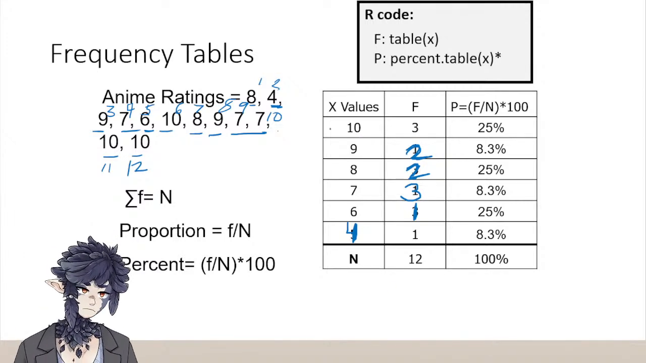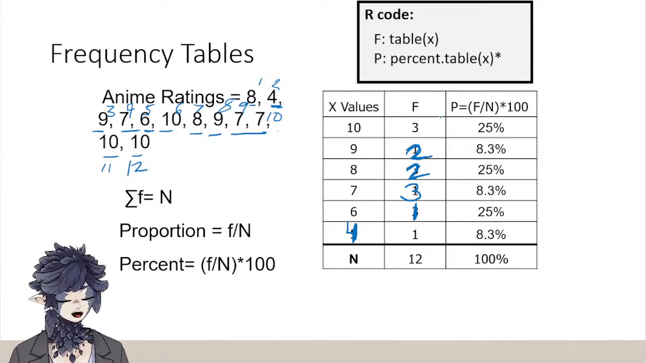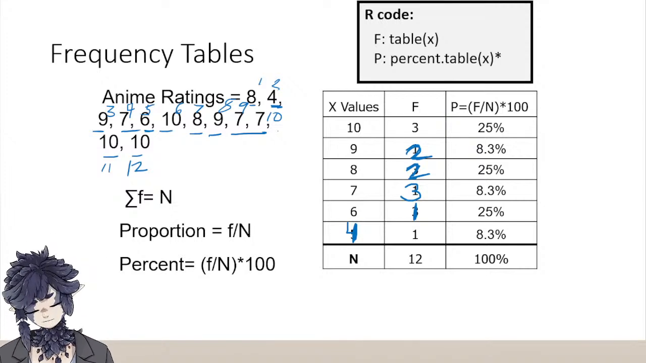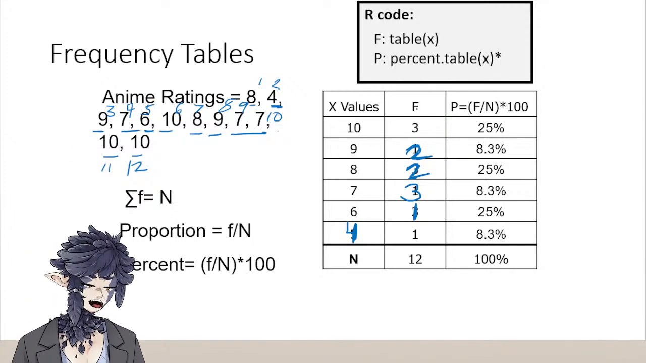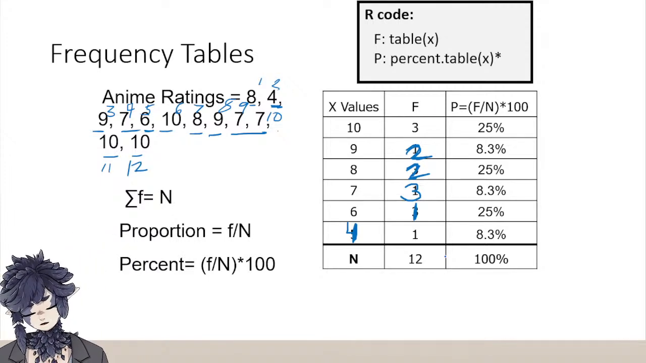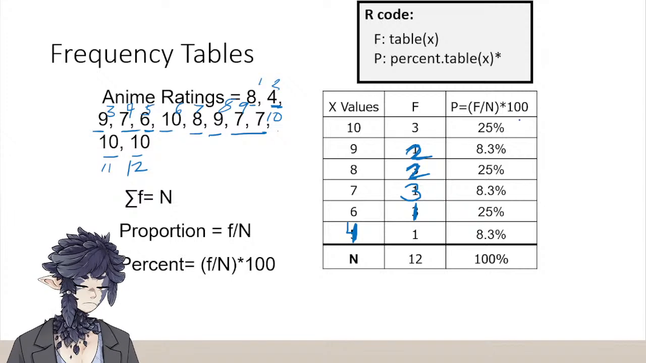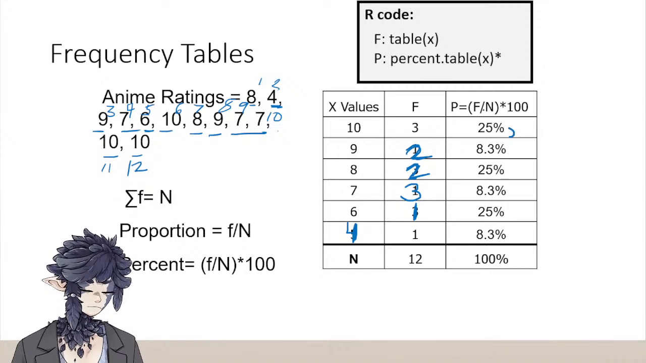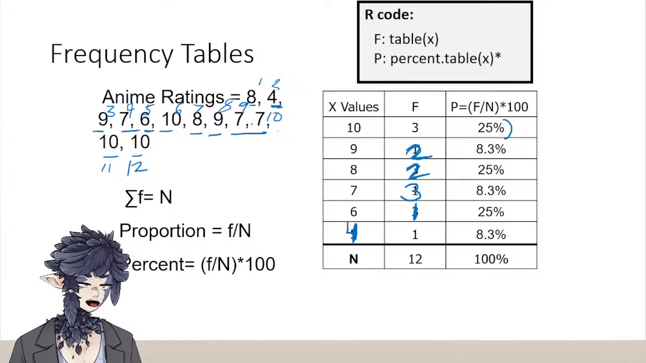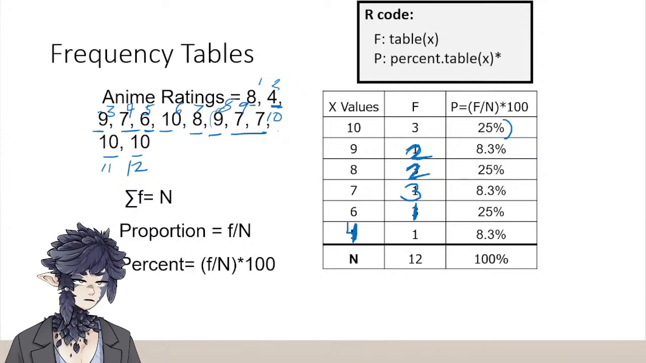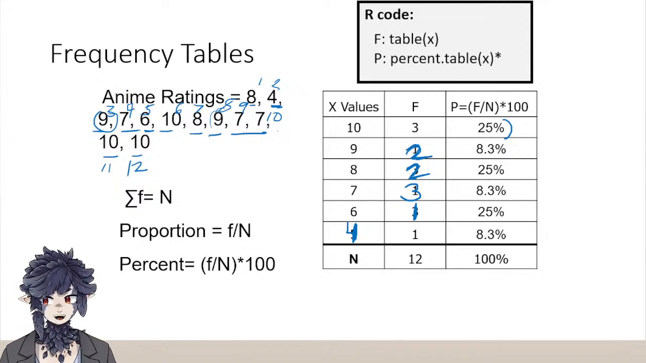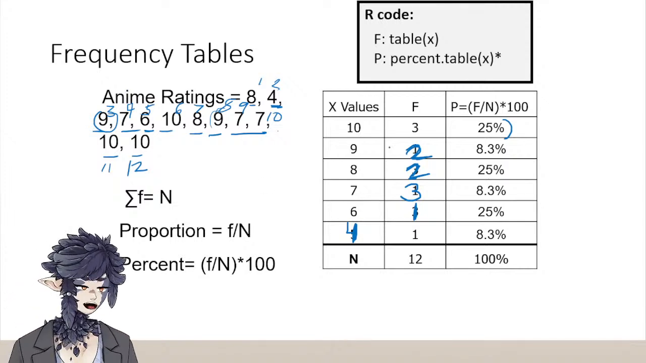So out of all 12 scores, how many anime were rated a 10? I'm pulling out my calculator here because I cannot do math in my head. We had 3 anime that scored a 10 out of 12 total anime. So that's 3 divided by 12. Indeed, 25% of the anime scored 10 out of 10. Next, we have 2 9s. Here's 1 9. Here's the second 9. So 2 divided by 12, because 2 of the anime scored 9 out of 10. That's 16%.